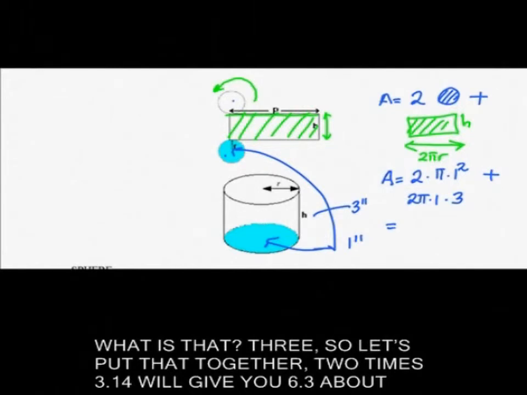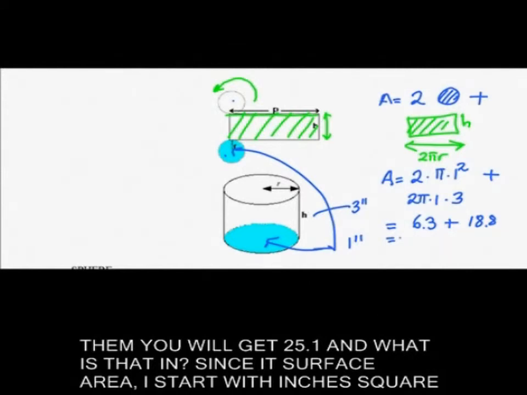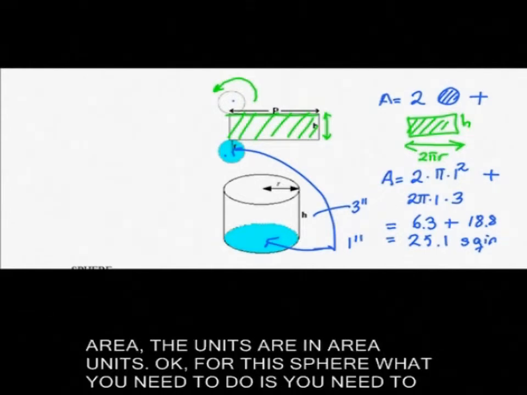So 2 times 3.14 will give you 6.3, about that, plus 2 times 3.14 times 3. That will give you about 18.8. And add the 2 of them. You will get 25.1. And what is that in? Since it's surface area, I start with inches, square inches. Even though we are talking about a volume, since we are calculating the surface area, the units are in area units.